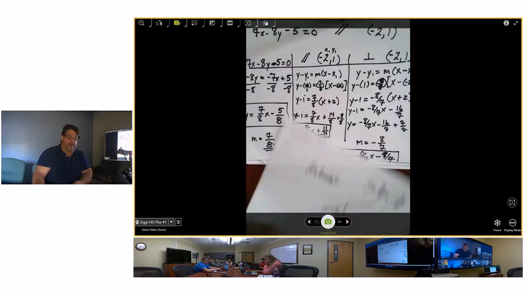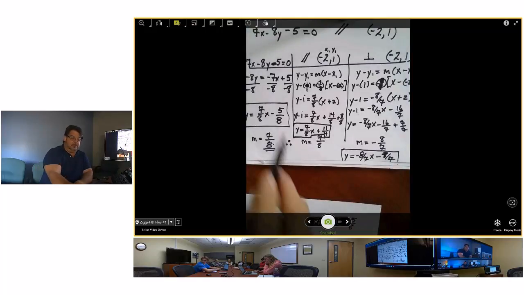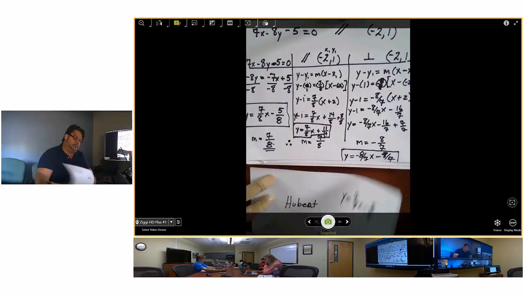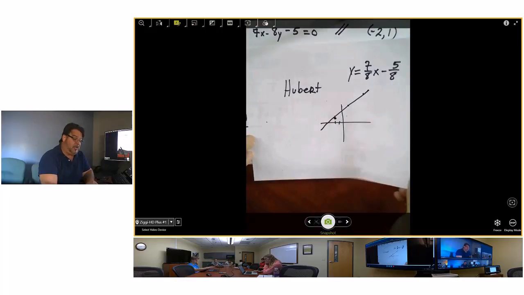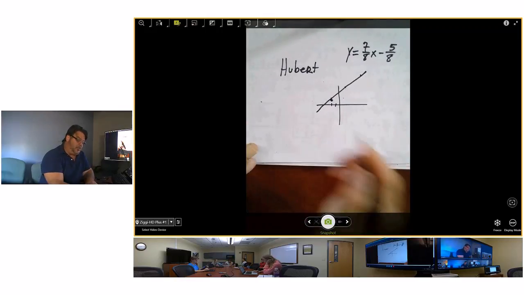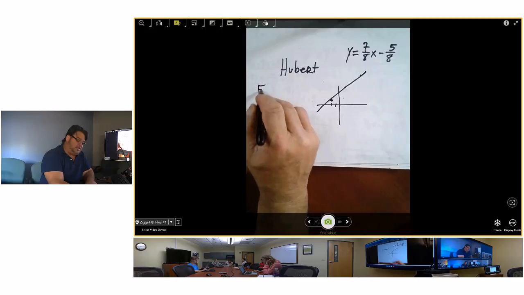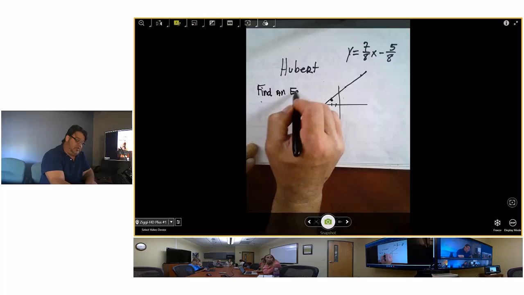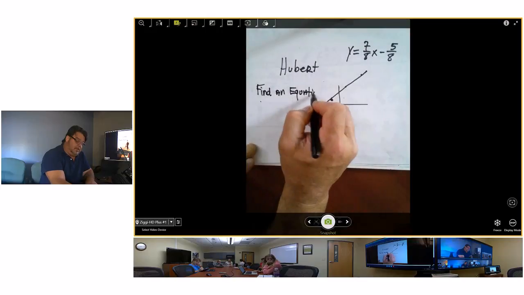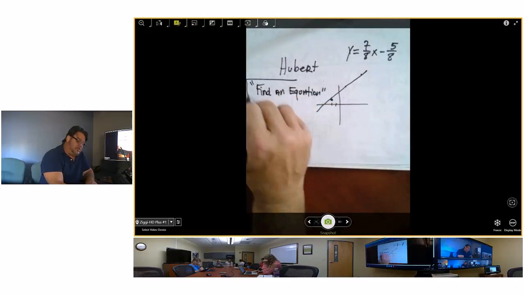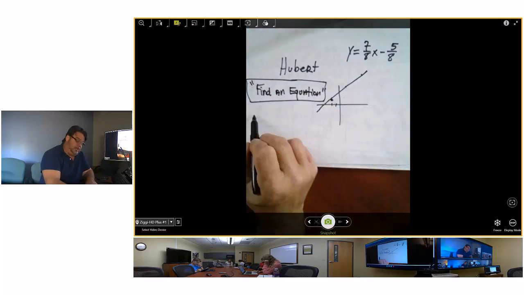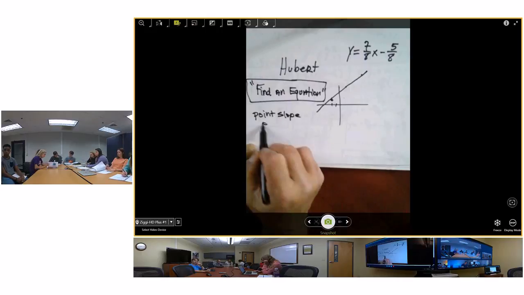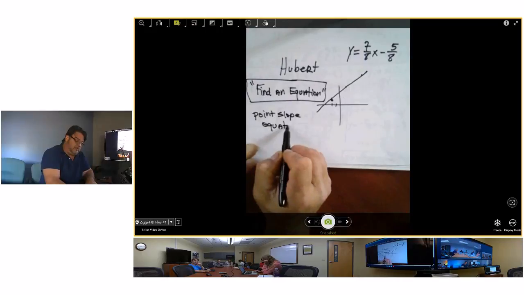But there's no way to find an equation of a line unless you do this. Remember, when it says find an equation, I put this in your notes. Look at the page before that. What does it say when it says the words find an equation? You have to use the point slope equation. It says that in my notes. Okay?